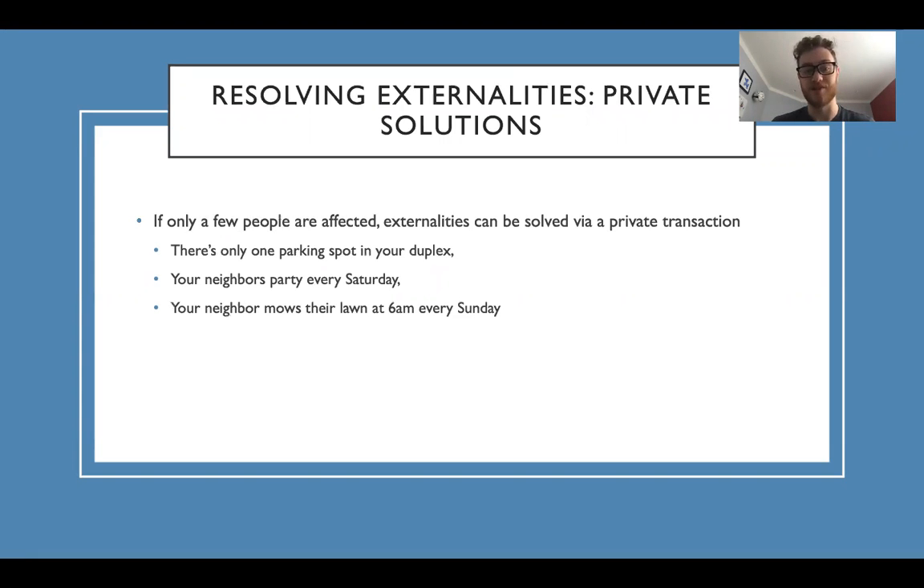There are also private solutions to resolving externalities. If only a few people are affected, externalities can be solved via private transaction, money, an agreement, something like that. Think of, there's only one parking spot in your duplex. Maybe you pay your neighbor for the parking spot, or your neighbor parties every Saturday night. I don't know how you fix that. Or your neighbor mows their lawn at 6 a.m. every Sunday. Maybe you throw them $20 and you do it, or maybe you ask them to pay you to do it later in the day. I don't know. A lot of creative solutions. There are private transactions that don't need any outside intervention other than the few parties involved.